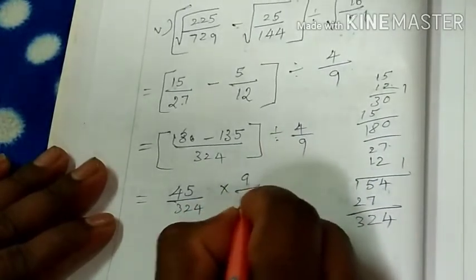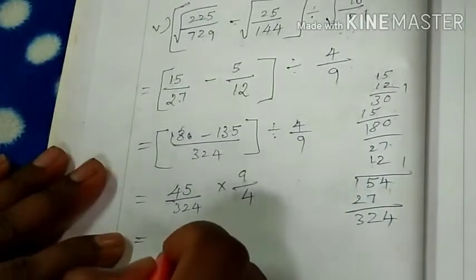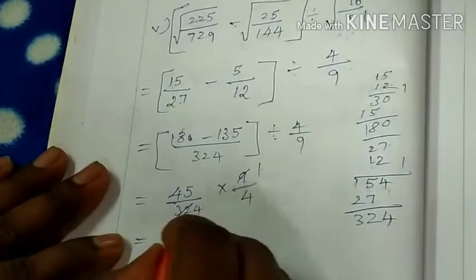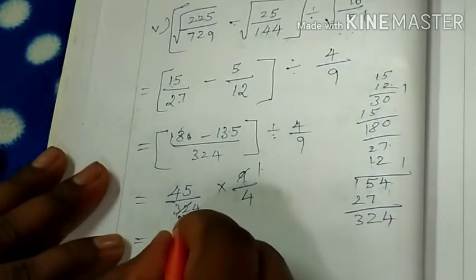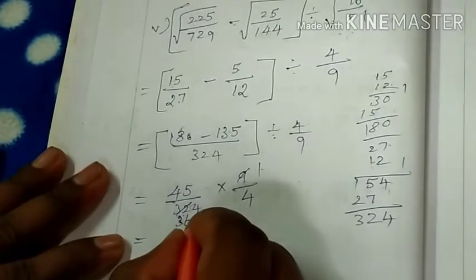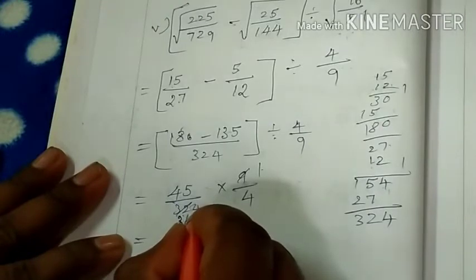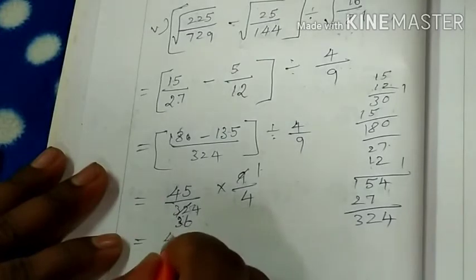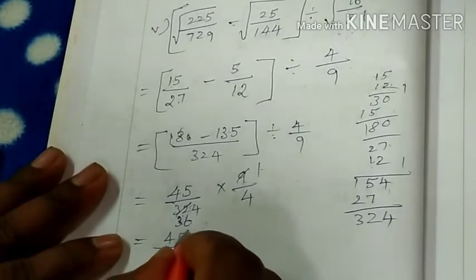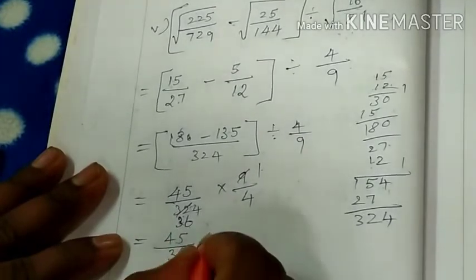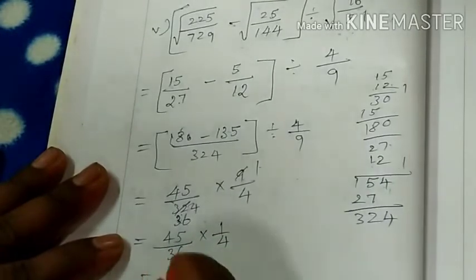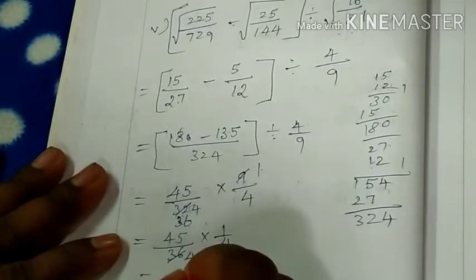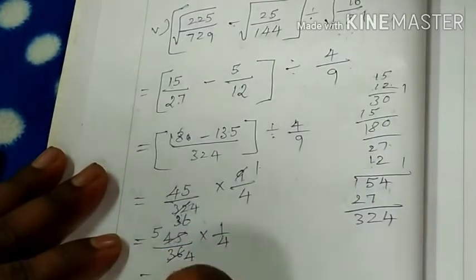9 divided by 4, which is equal to, okay, 1 9 is 9, 3 9s are 27, balance 5, 6 9s are 54. Okay, that's all. Then 45 divided by 36 into 1 by 4 is equal to, this is using the ninth table. 4 9s are 36. This is 5 9s are 45.